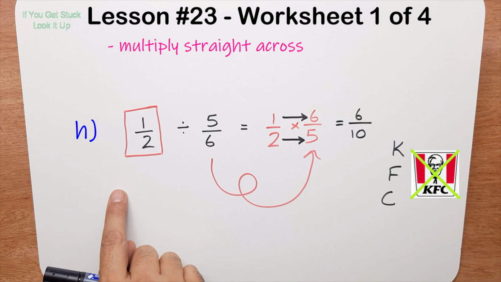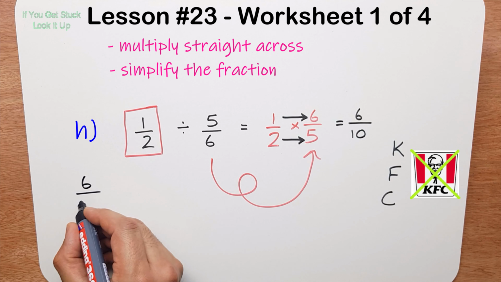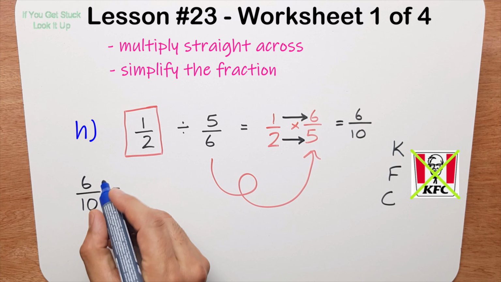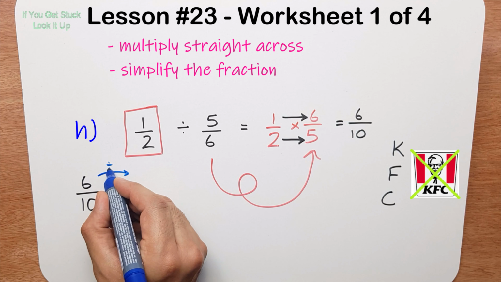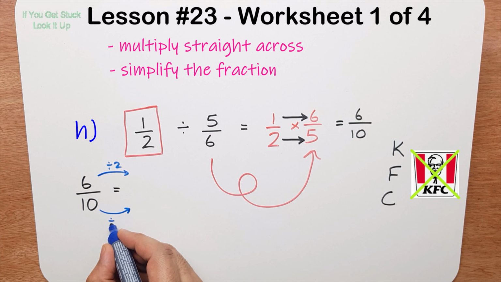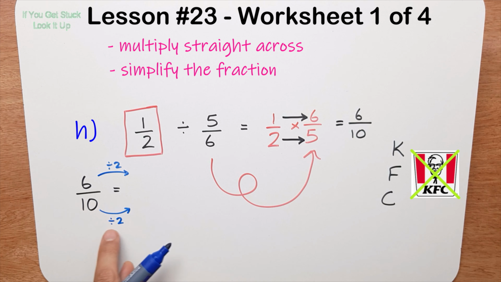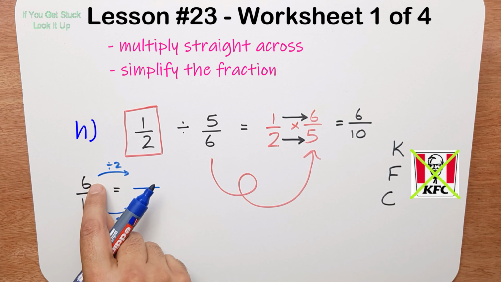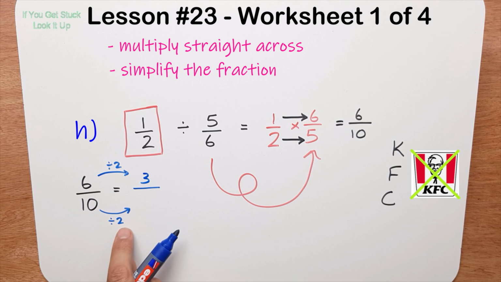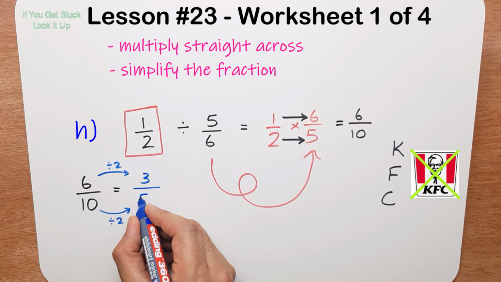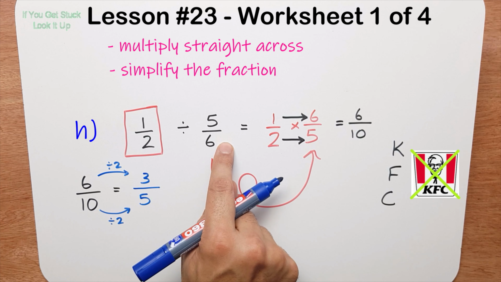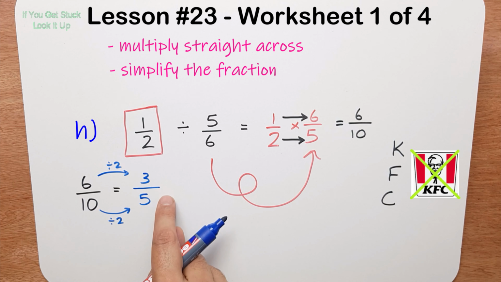Now I'm going to bring this fraction here and simplify it. So 6/10. I can see they're both even, so I can divide the numerator by 2, and whatever I do to the numerator, I have to do to the denominator. So I can divide the 10 by 2. So what I have is 6 divided by 2, which is 3. 10 divided by 2, which is 5. So 1/2 divided by 5/6 is equal to 3/5.